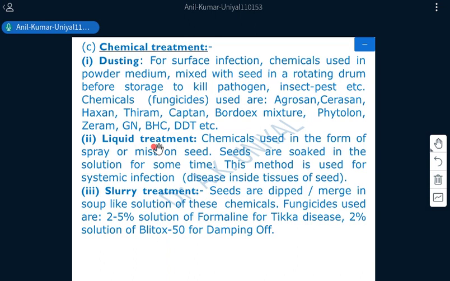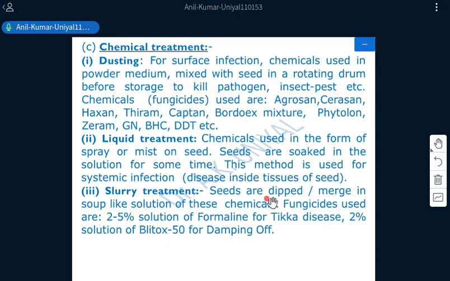and several others. Okay. Then we have liquid treatment, with chemicals used in the form of spray or mist on the seed, and seeds are soaked in the solution for some time. This method is used for systemic infection, as the mycelium, spores or pupae are inside the seed and within the tissues. That's why this treatment is more useful in that case. The disease inside tissues of the seed is known as systemic infection. Okay, and chemicals used in the form of solution will be the same as mentioned here also.